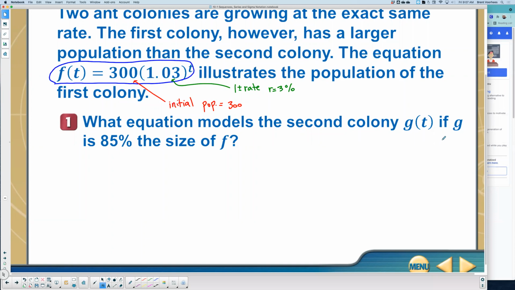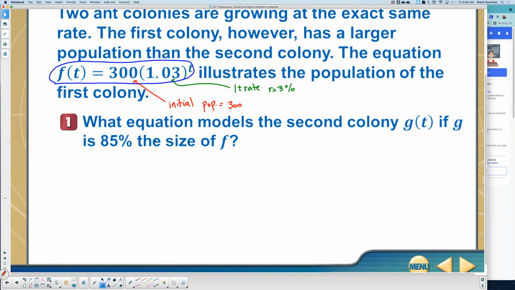Okay. This says what equation models, and happy Friday, teachers. So as it's saying, number 1, what equation models the second colony G if G is 85% of the size of F? Okay, so if it's 85%, does that mean I'm changing the actual population, or am I changing the rate?